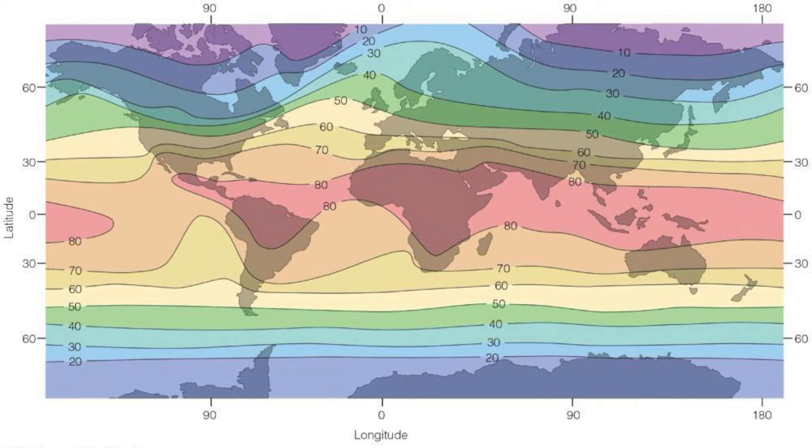So the band of maximum temperature migrates with the seasons. The hottest and coldest temperatures are over land due to the lower specific heat capacity.